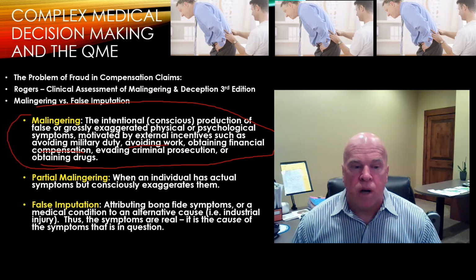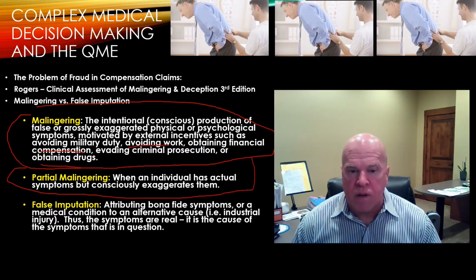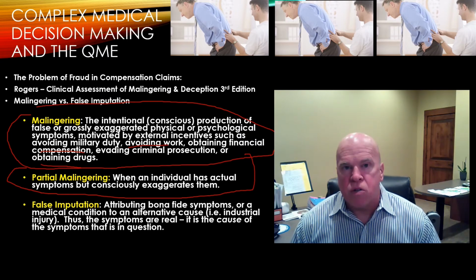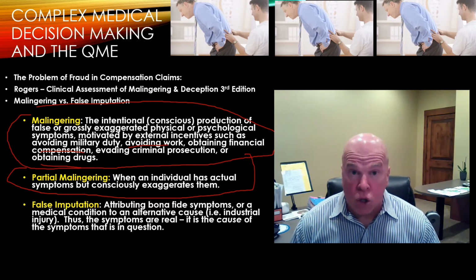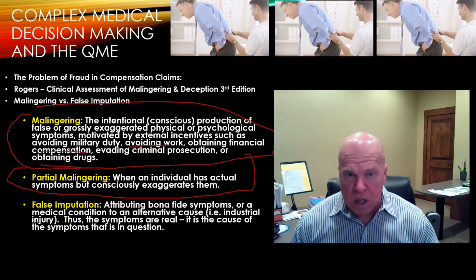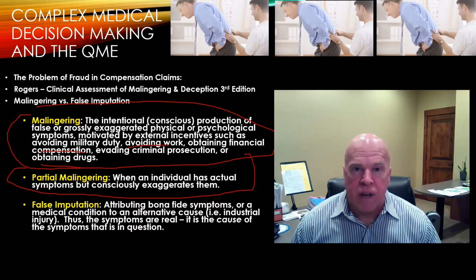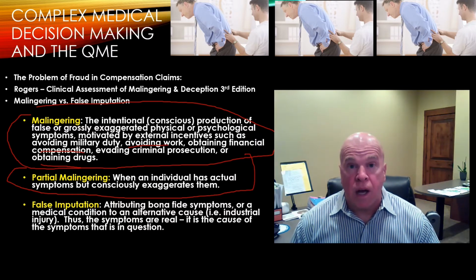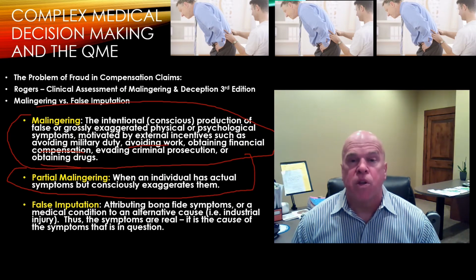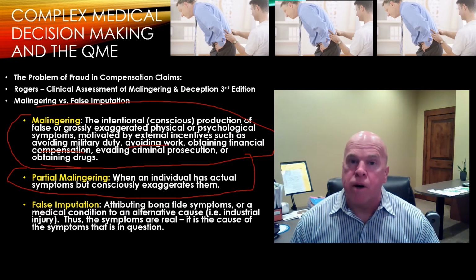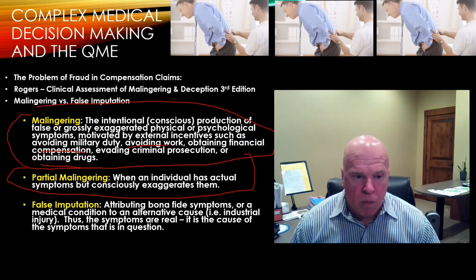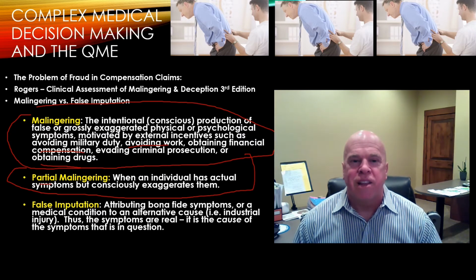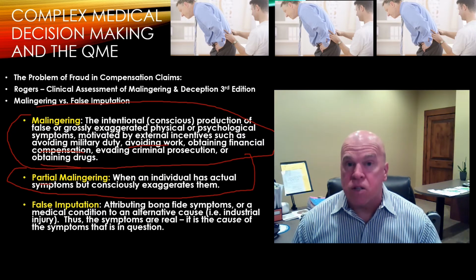So let me ask you, of these two populations of claimants, which of these two populations of claimants has the greater potential for providing convincing testimony during the face-to-face interview, or even on a telephone interview with the claims administrator? It's the person partial malingering that has actual bona fide symptoms.